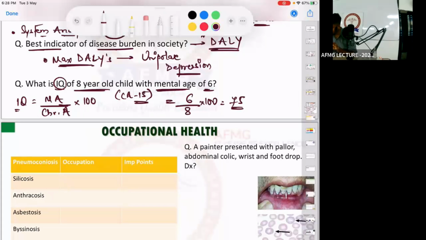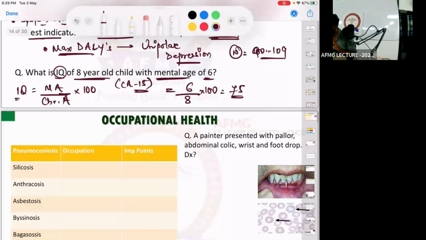No issues with this. Now, please remember, normal IQ is between 90 to 109. Everything falls in this. Then borderline would be minus 20, 70 to 90. Mild intellectual disability would be minus 20, 50 to 69. I'm just writing it: 50 to 70.